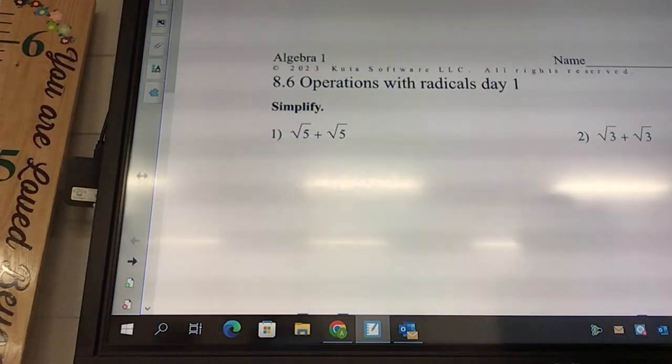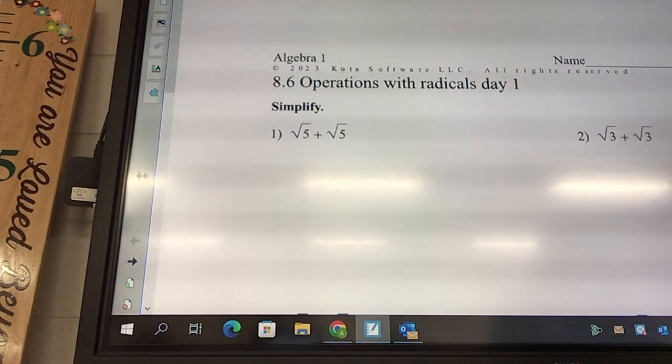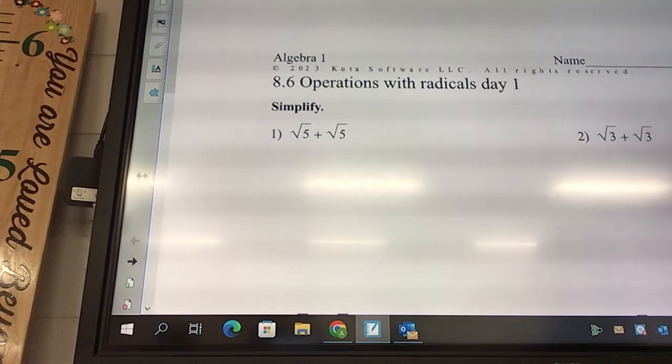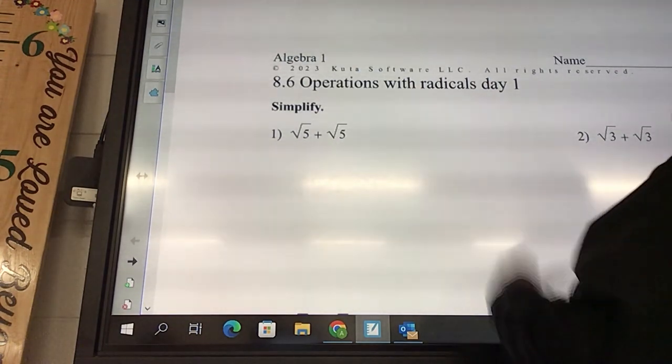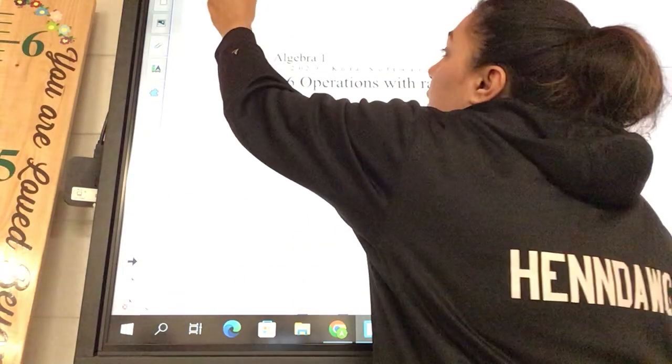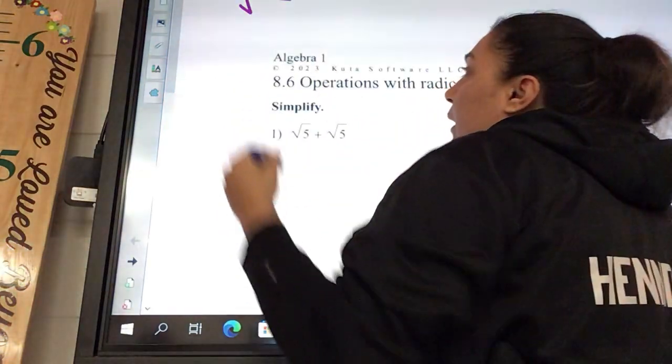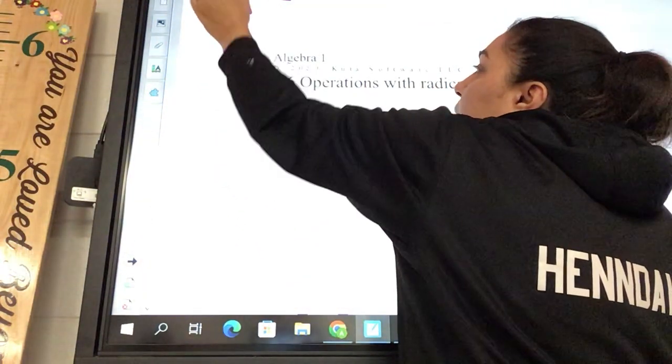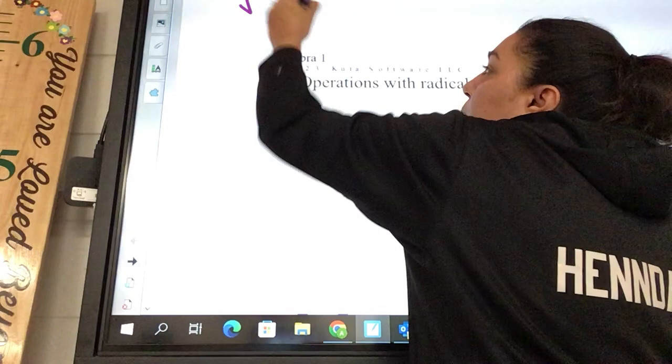Okay, so operations with radicals. Today we're just doing adding and subtracting, okay? And there are a few rules. So we have a radical and it looks like this. This is the index, and this is the number underneath.